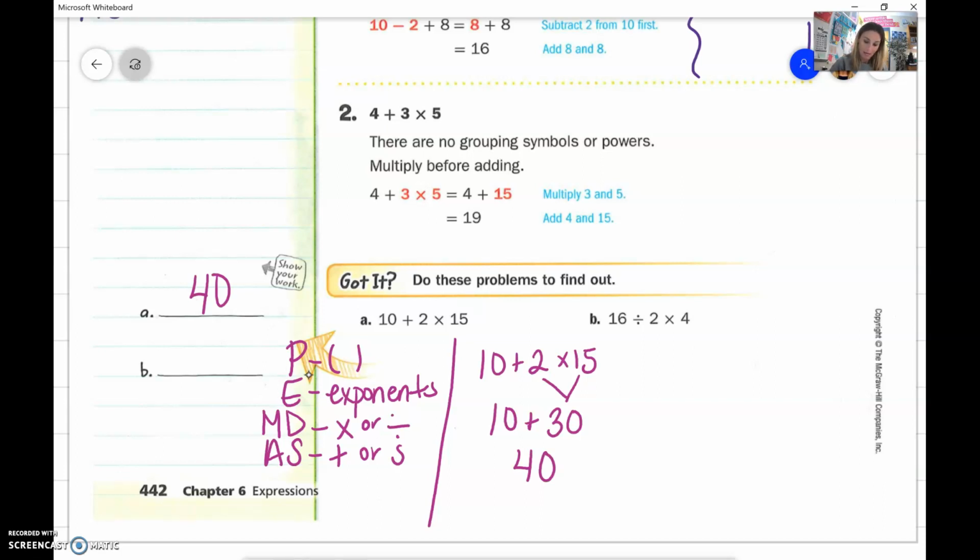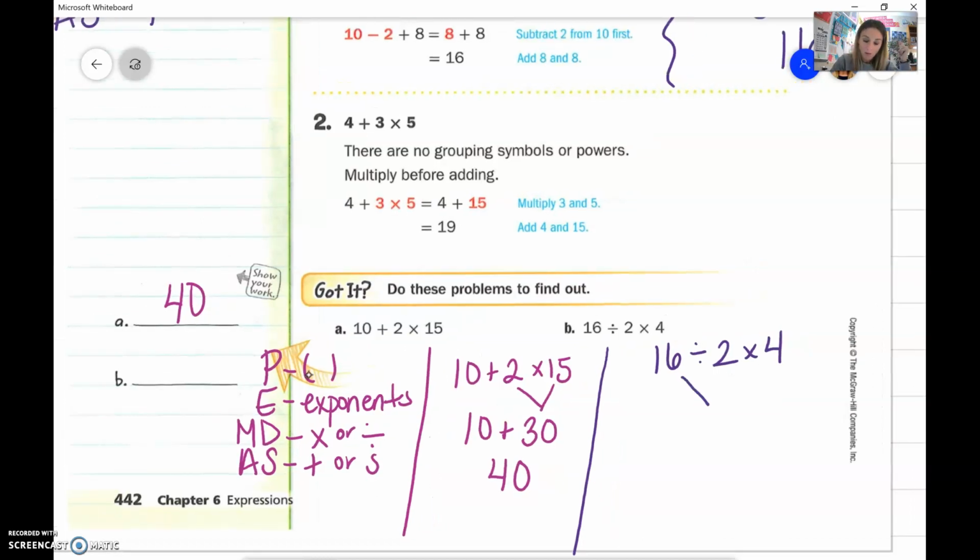Okay, let's take a look at the next problem. 16, rewrite it, divided by 2 times 4. I love this problem. Okay, P. Please Excuse My Dear Aunt Sally. P stands for parentheses. You should be saying this right now because you're going to be saying it when you're sleeping. Okay, P stands for parentheses. E stands for exponents. Do I have any exponents? Nope, not yet. Multiplication and division. Yes, I've got both of them, but I have to do them in order from left to right. So, left to right, which one comes first? 16 divided by 2 comes first. So 16 divided by 2 is 8.